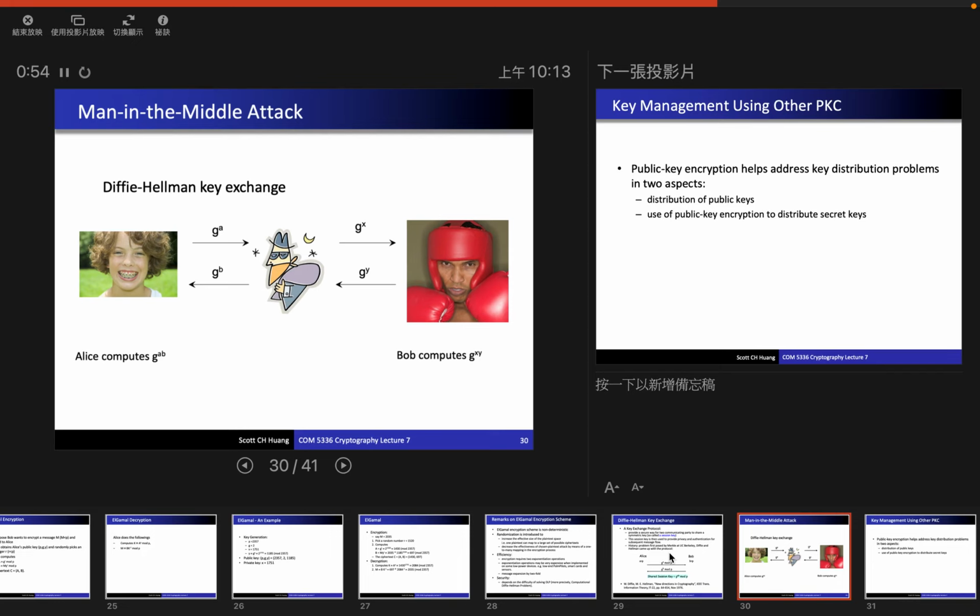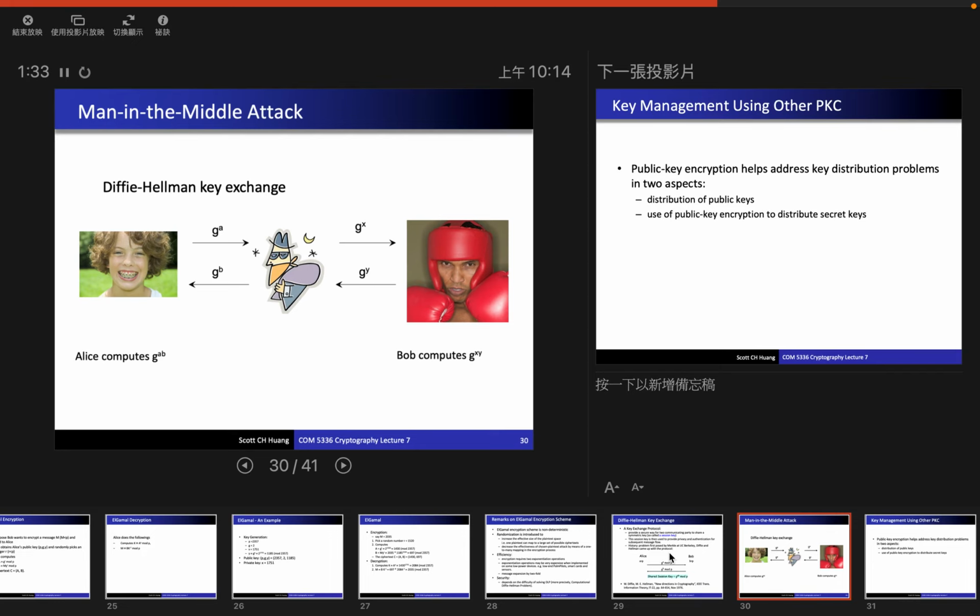So to counter this problem, generally the most widely used solution is the digital signature. In that case, if Alice sends something to Bob, when Bob returns, Bob not only returns this G to the power B, but it also returns its signature. So in that case, Alice can verify. And it works both ways as well. When Alice sends G to the A, Alice also attaches its signature.